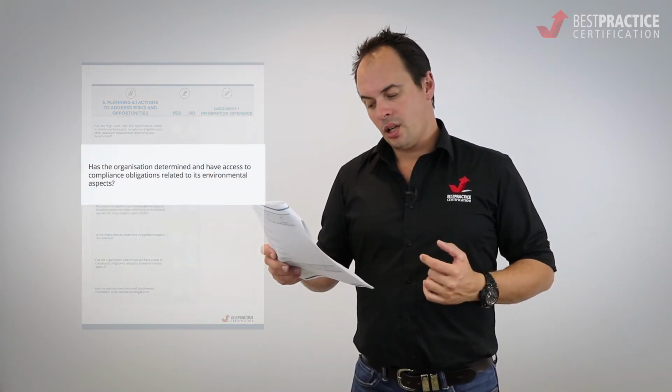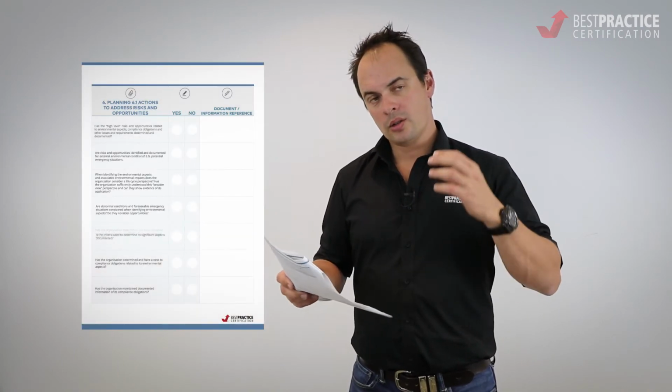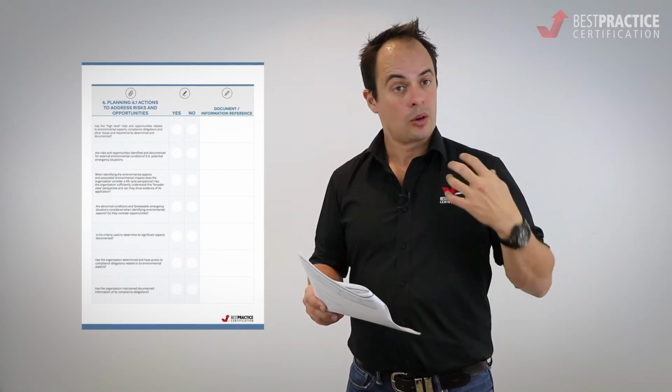Has the organisation determined and have access to compliance obligations related to environmental aspects? Now, we talk about legal and other requirements, and in some instances we can talk about a requirements register, legal and other requirements register, where you might specify the different things that are legislated for you to comply with, your customers' requirements, your contractual requirements, stakeholder requirements, license and permit requirements, and having those listed so you can understand what it is that you need to comply with and ensuring that you comply with it.